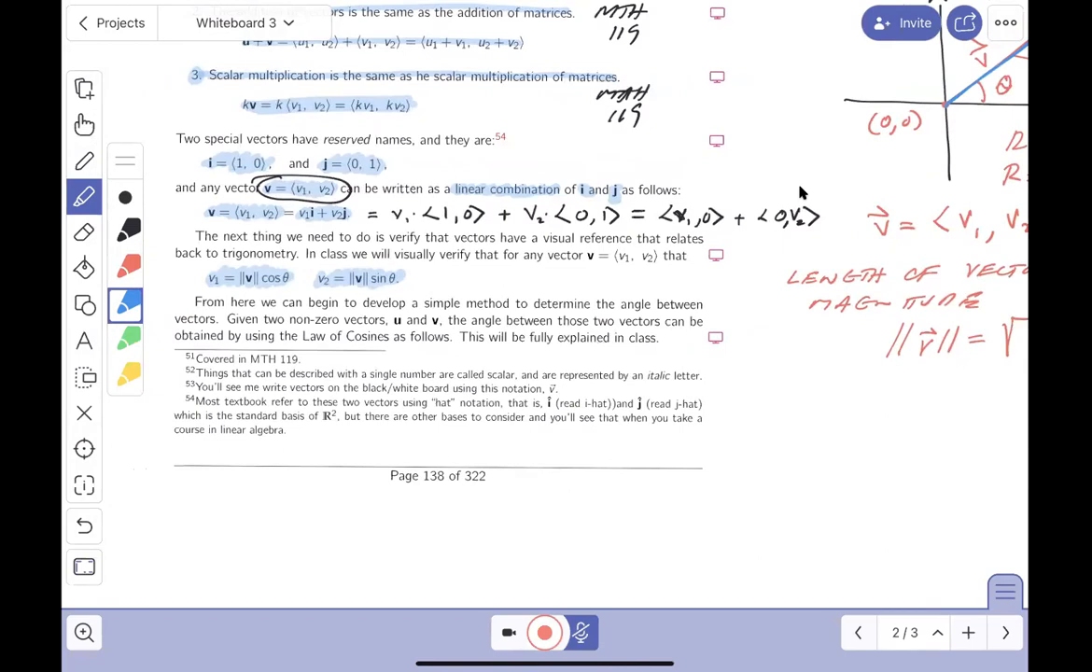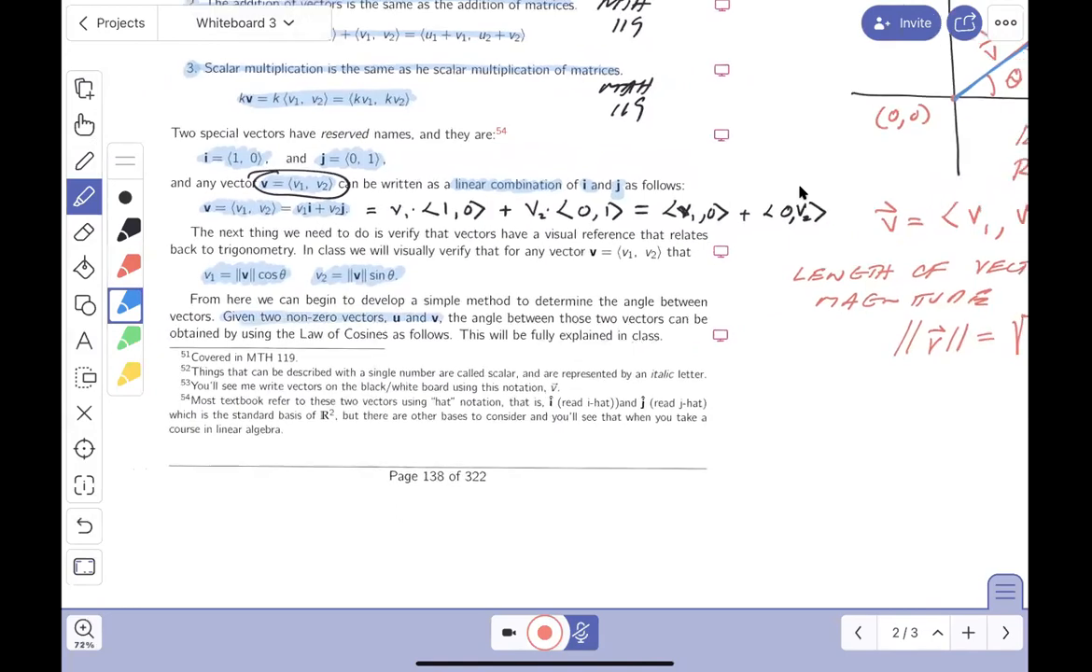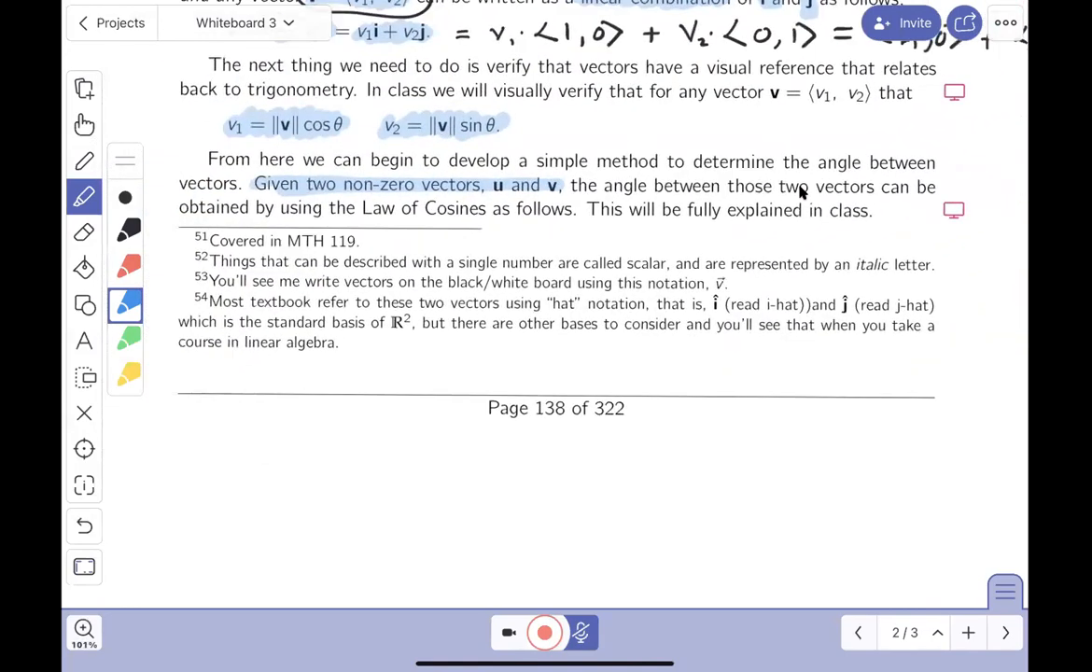So from here, we're going to develop another simple formula. And the simple formula is going to be, you're going to be given two non-zero vectors, right? Our objective, though, is to figure out the angle between those two vectors. And we're going to use the law of cosines to do it. All right. This will be fully explained on the following page. Let's go to the next page.